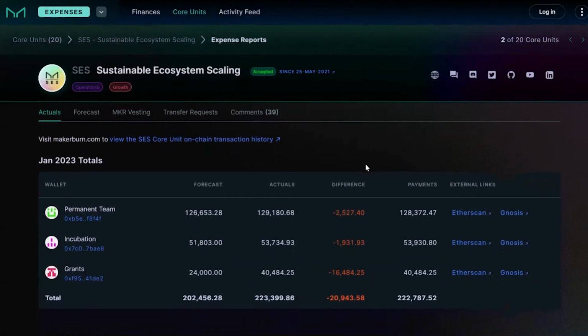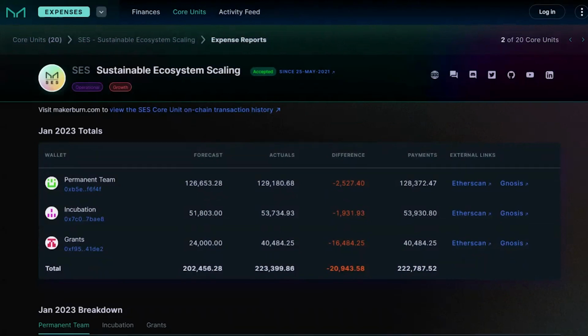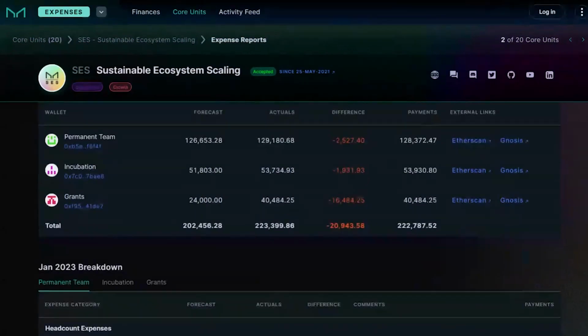It's possible for core units to split up their budget. So even if they receive their budget from Maker governance, they can still report on it as several sub-budgets. And for example, the Sustainable Ecosystem Scaling core unit has done that since the beginning. As we have a permanent team that is working for SES, but we also had an incubation program and a grants program. And it's important to keep those things separate. So that's why we have a budget structure like that. Other core units likewise could have different budget categories that they report on.